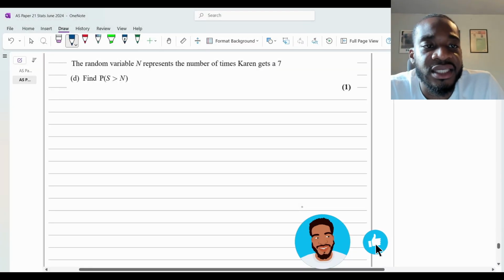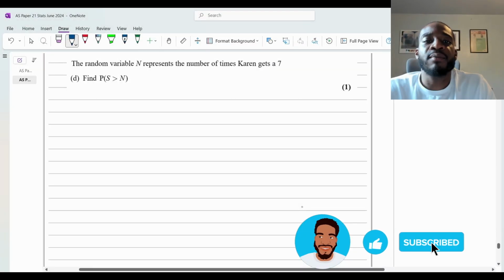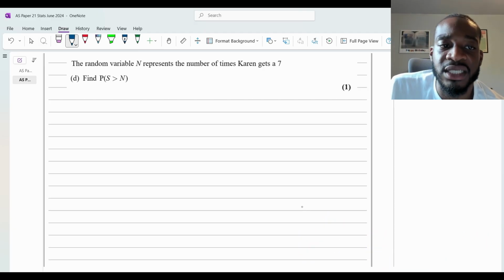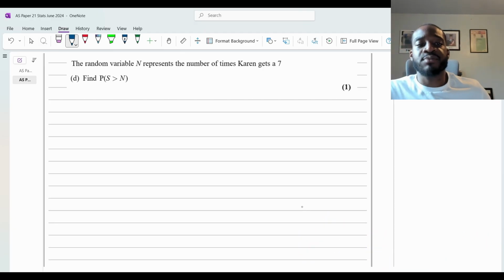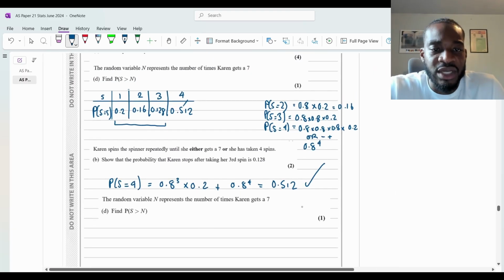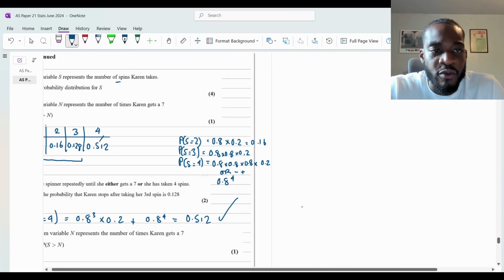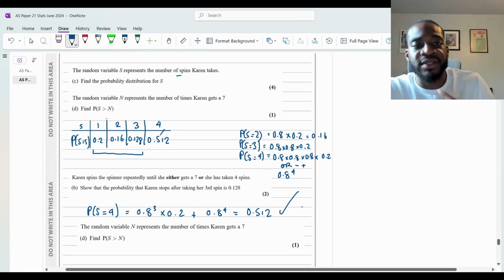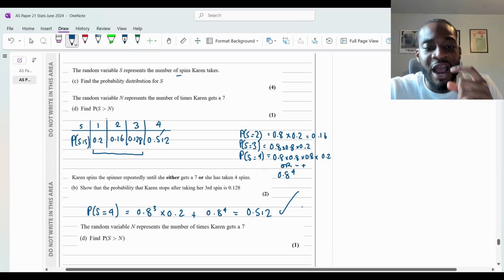Okay, so part D says the random variable N represents the number of times Karen gets a 7. Part D, for 1 mark, says find the probability of S being greater than N. Okay, now remember, what is S equal to? Let's have a look at the questions that we've been seeing. So remember, part C says the random variable S represents the number of spins Karen takes, and N is the number of times Karen gets a 7.